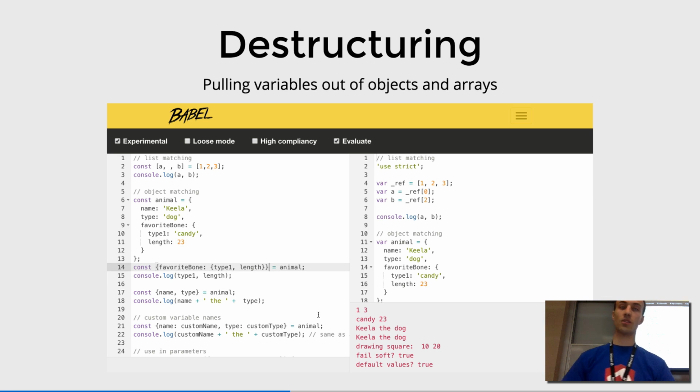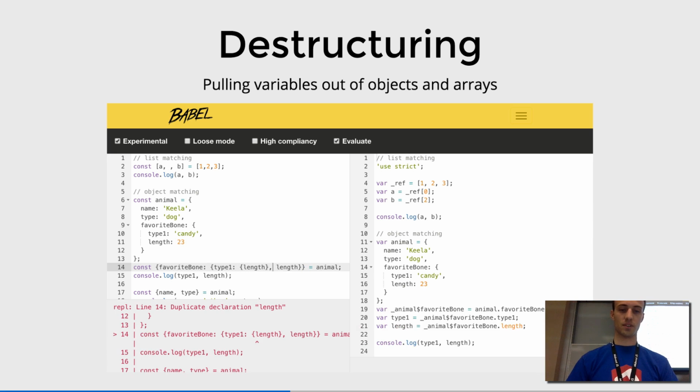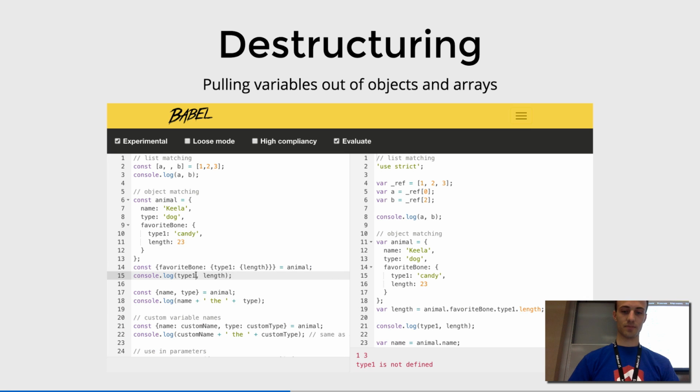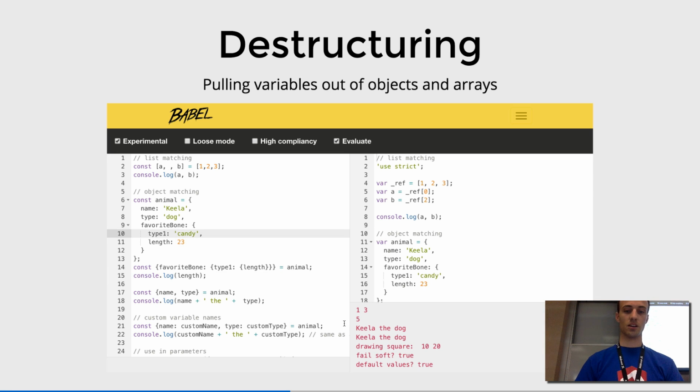So this could get really crazy really fast. It's like, oh, but I want the length property off of this thing. And yeah, then things kind of get crazy. But it works. The length of type 1, which is candy, is 5. But yeah, then you get curly brace craziness. And so I wouldn't recommend doing that. We want readable code.